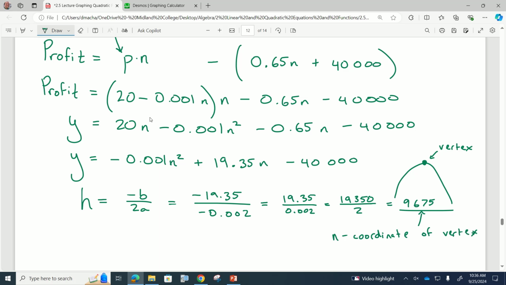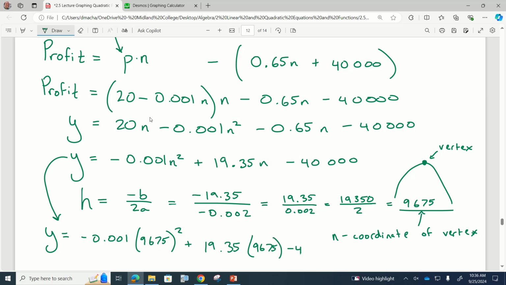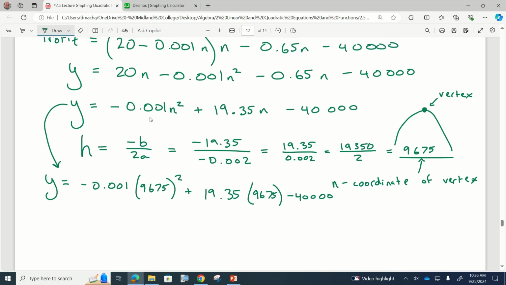How do I find the y coordinate of my vertex? I just go back and I plug in this number into my equation, okay? So it's going to be negative 0.001 times 9,675 squared plus 19.35 times 9,675 minus 40,000. Again, everybody make sure you bring your calculator on Monday, because I don't have extras and you might want it for a question like this. Aha.